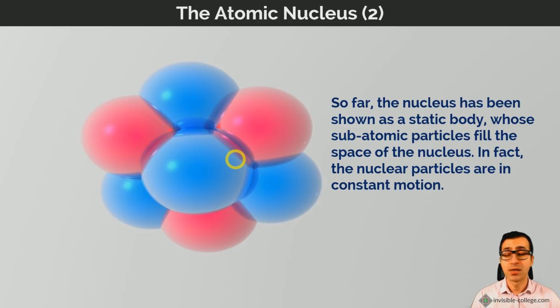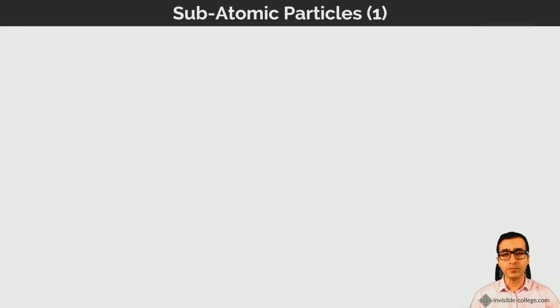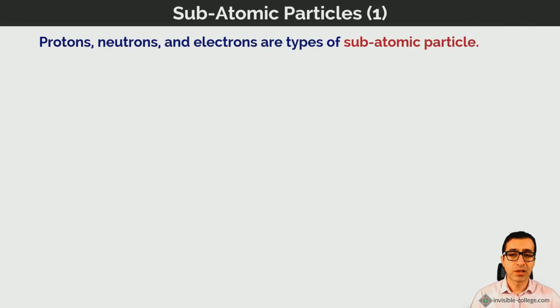But you do need to keep in mind that within an atom itself, the nucleus is not static. It's not still. It's constantly in motion. And the particles within it, the protons and the neutrons themselves, are also in motion. So let's take a closer look at protons, neutrons, and electrons.